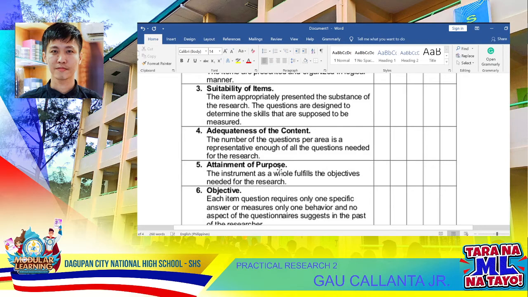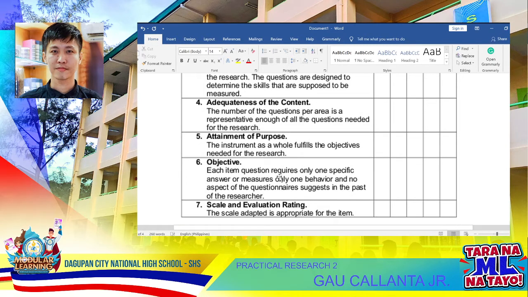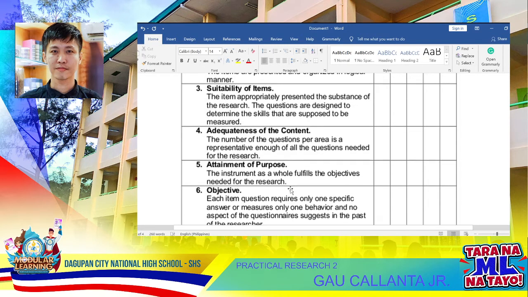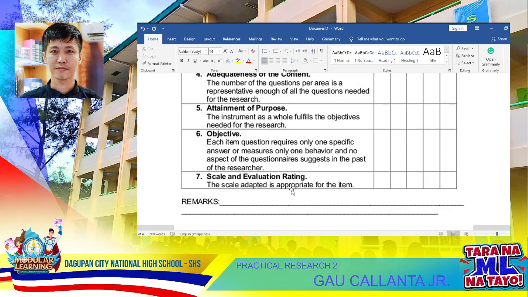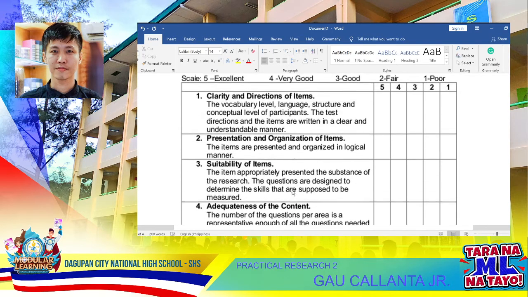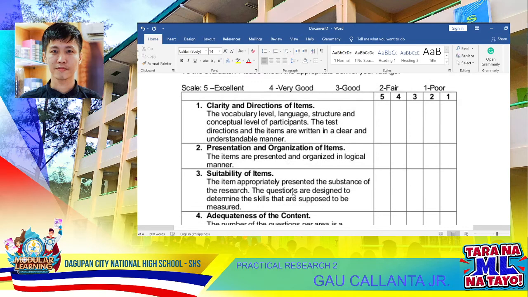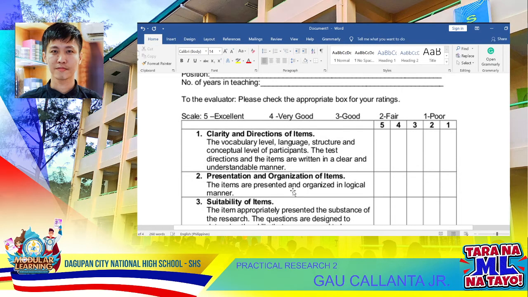Attainment of purpose. Number 6, objective. Hindi ba bias yung mga katanungan? And number 7, scale and evaluation rating. Tama ba yung ginamit mong scale? Kung Likert scale yan or kung anong scale yan, is it suited? So these are some criteria where you're going to check your questionnaire. You can use this already to check against your questionnaire before it would be validated by the experts.